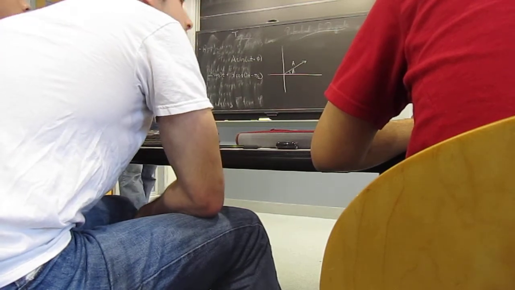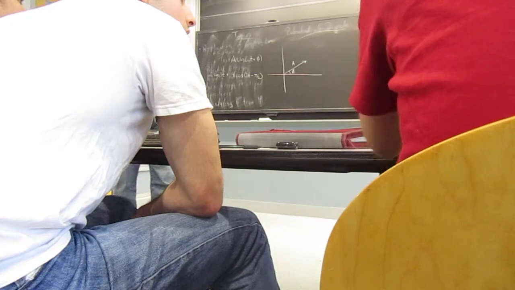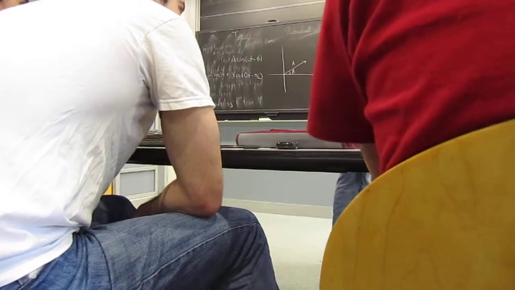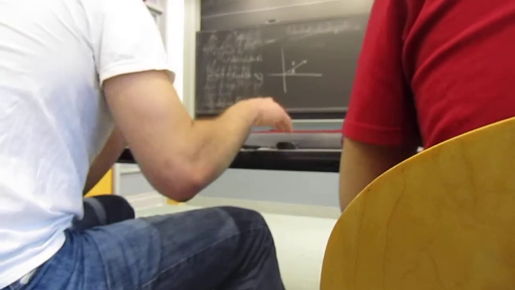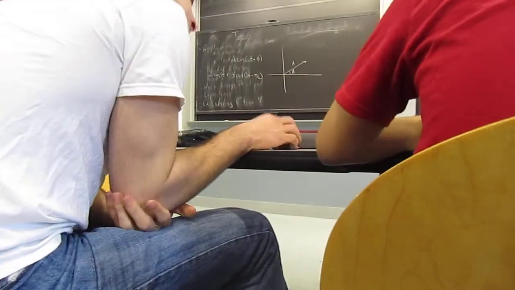Wait, how did you get minus omega R cosine omega t? Oh, so it's part of the imaginary part. Yeah, multiply this times that. You got this. It's going to be great.